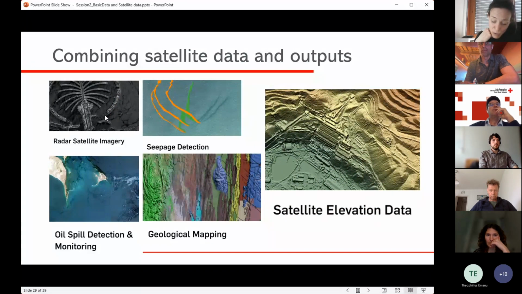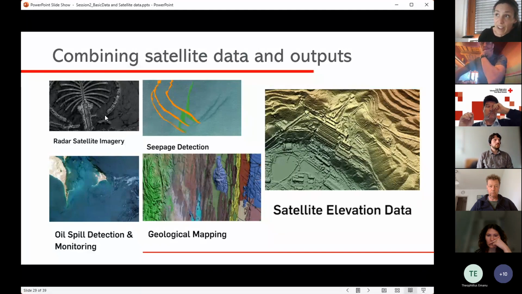Satellite data can be used to create many useful outputs and information, especially if combining camera data, radar data, and laser data. Then outputs like the following can be built, like a radar satellite imagery. We didn't talk specifically about radar, but radar is basically radio detection and ranging. It sends out radio waves and looks at how they are being returned.